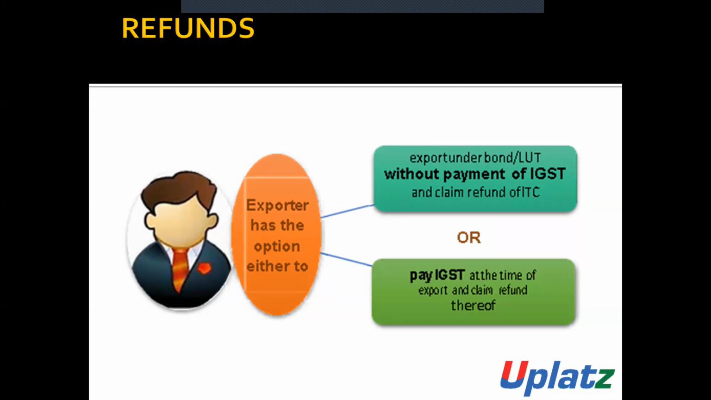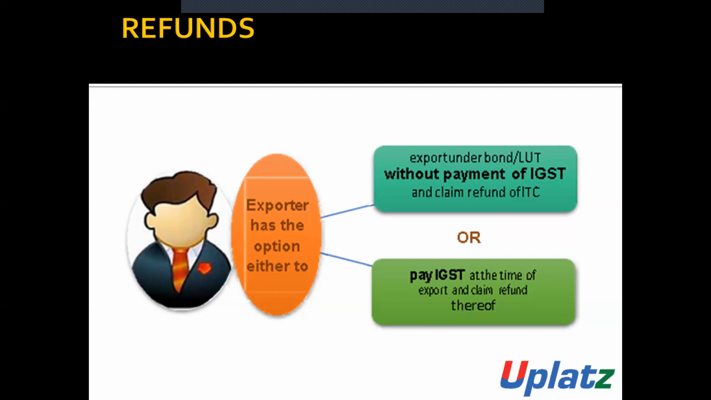The second option is to pay IGST at the time of export and claim the refund thereof. Pay the amount of IGST at the time of export of goods, export of services, or both, and then file the application for the refund of such amount of IGST. So these are two options. Either option can be adopted by the exporter. It is a choice of the exporter.